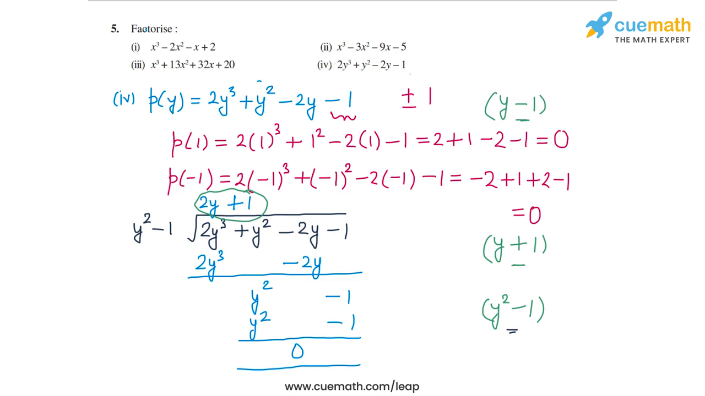So the factored form of the fourth polynomial is y minus 1, the first factor we found out, then y plus 1, the second factor we found out, and then this 2y plus 1, which is the third factor we found out using long division. So that factorizes the fourth part, and with that this question is fully done.